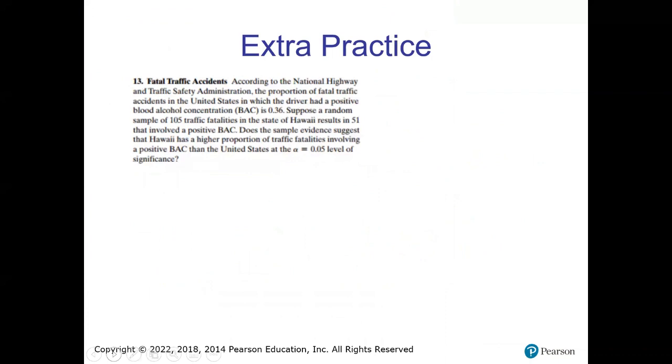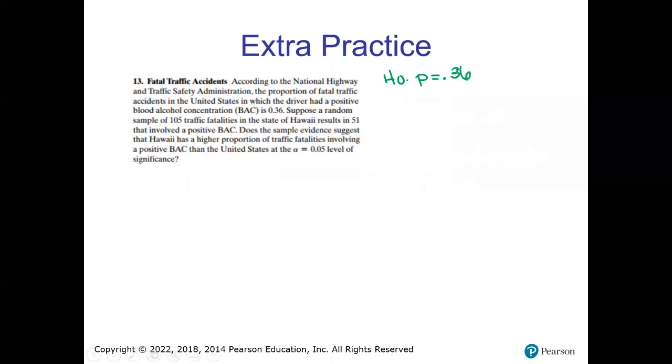All right, another one. For fatal traffic accidents, according to the National Highway Traffic Safety Administration, the proportion of fatal traffic accidents in the United States in which the driver had a positive blood alcohol concentration is 0.36. Giveaway, write it down: p equals 0.36.